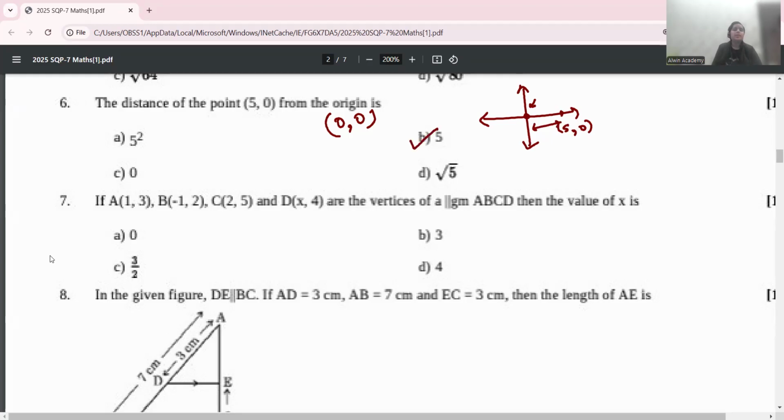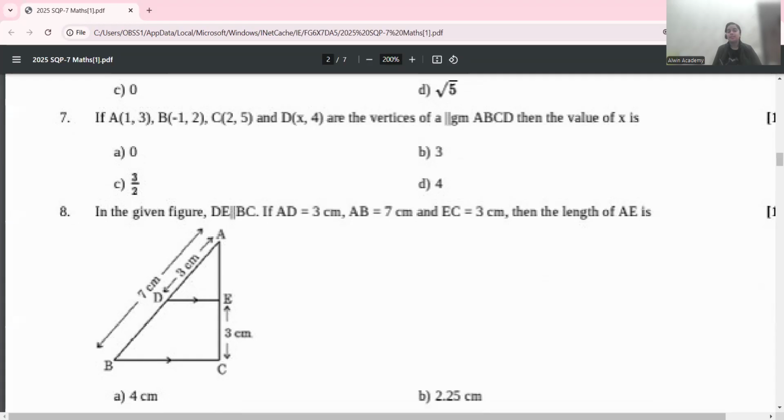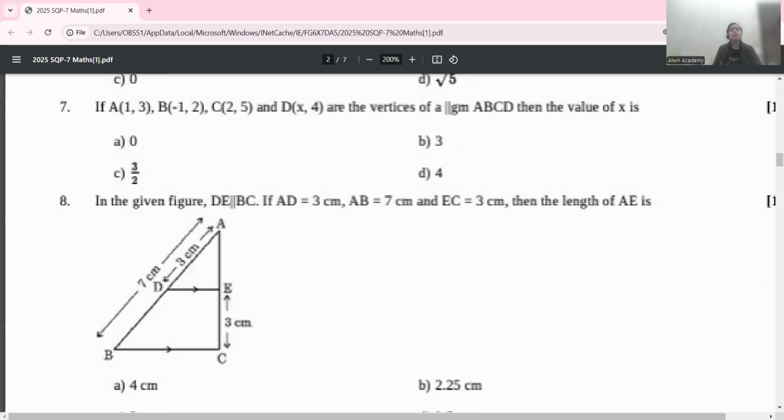Going to the next question, if A has these coordinates, B has this coordinate, C has this coordinate, and D has this coordinate. These are the vertices of a parallelogram ABCD, then the value of x is. Now, in a parallelogram, we know that the diagonals bisect each other. So the midpoint of AC should be equal to the midpoint of BD. Now I am applying midpoint formula only for the x coordinate here.